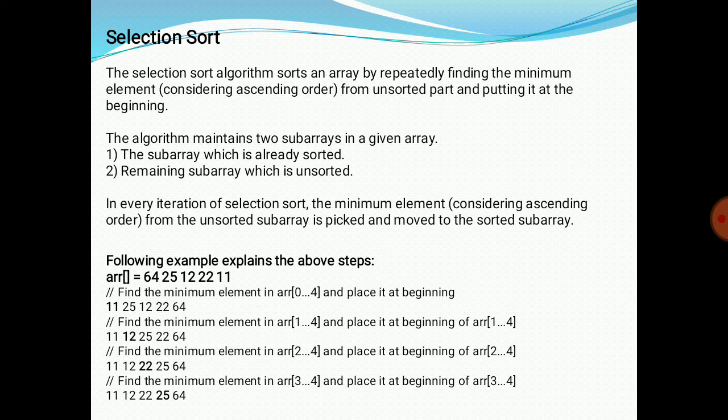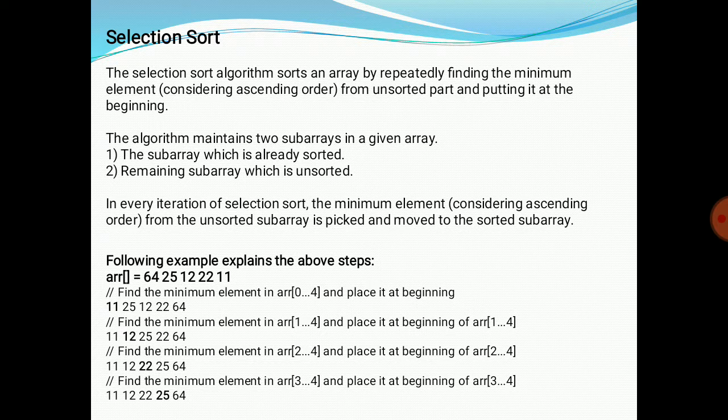In this way, this algorithm maintains two subarrays. One subarray which is already sorted and the remaining subarray which is unsorted. So in every iteration of the selection sort, the minimum element is found from the unsorted subarray and it is picked up and moved to the sorted subarray.